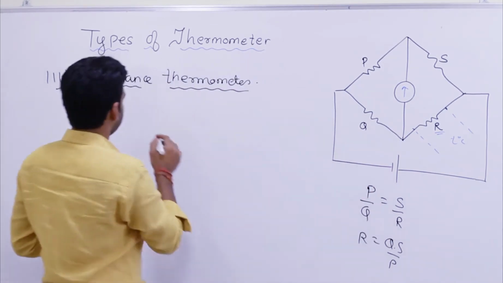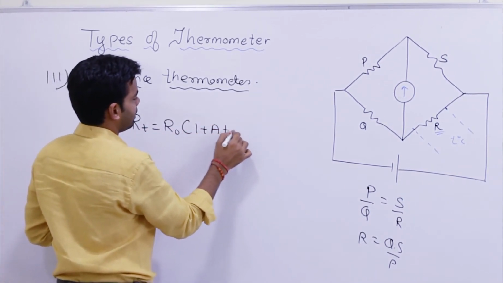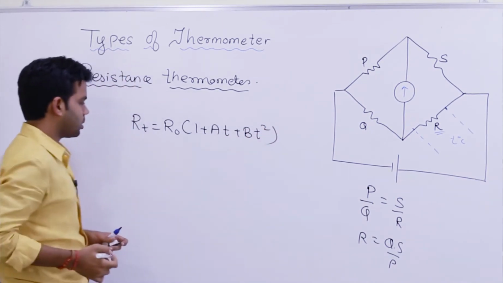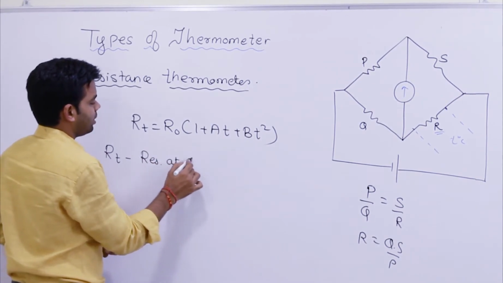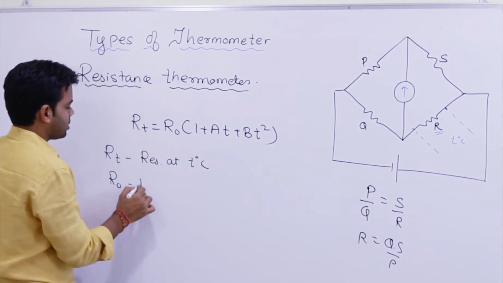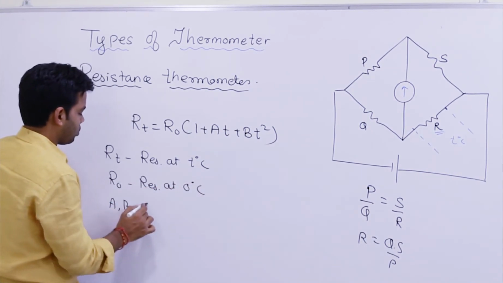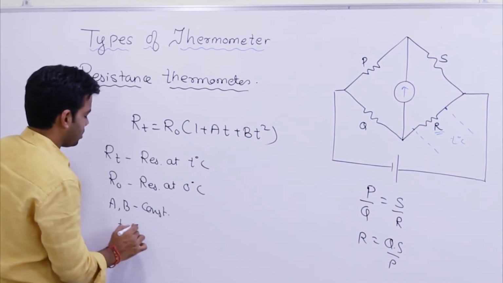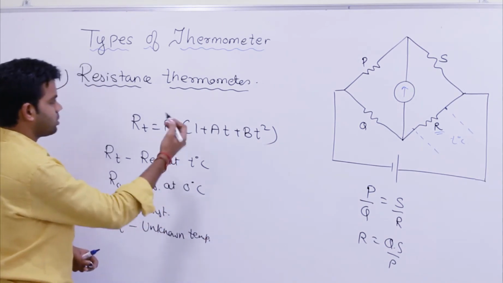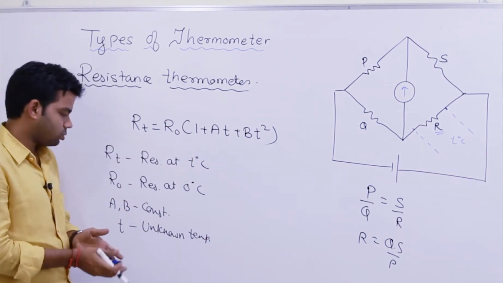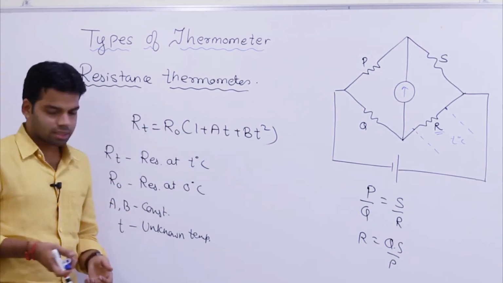By the relation RT is equal to R naught (1 plus AT plus BT square), where RT is the resistance at T degree centigrade, R naught is the resistance at 0 degree centigrade, A and B are constants, and T is the unknown temperature which we want to determine. Ultimately we are using this as a thermometer, so we want to determine the unknown temperature. Getting this? So R naught is the resistance at 0 degree centigrade, RT is the resistance at T degree centigrade.